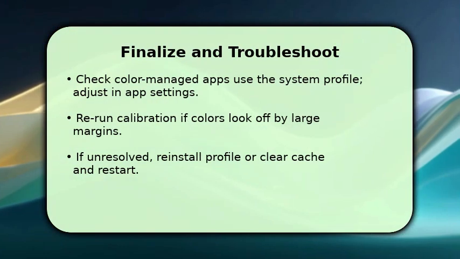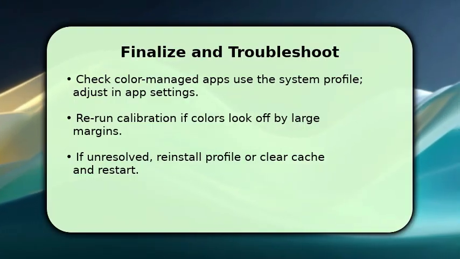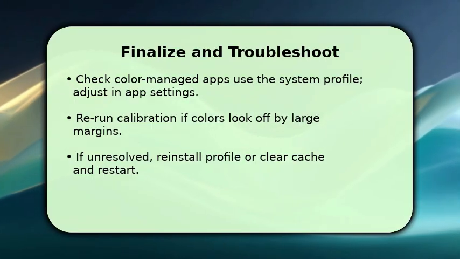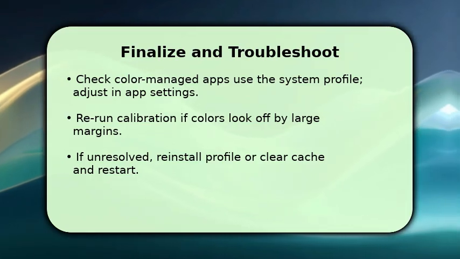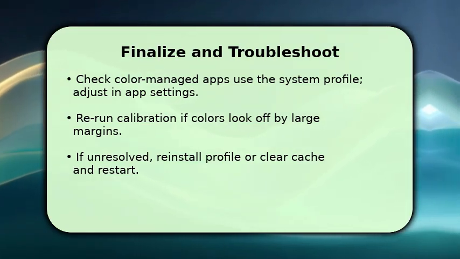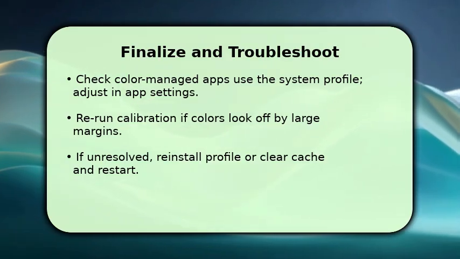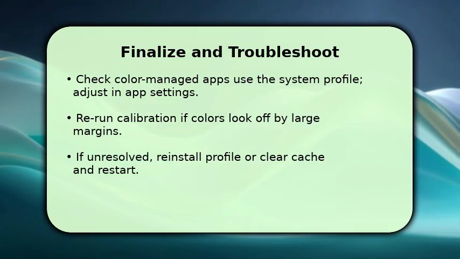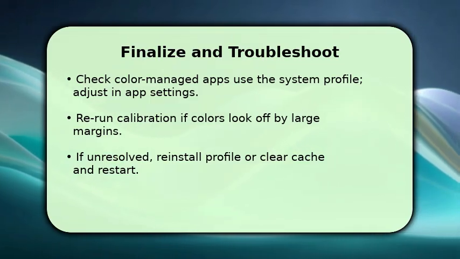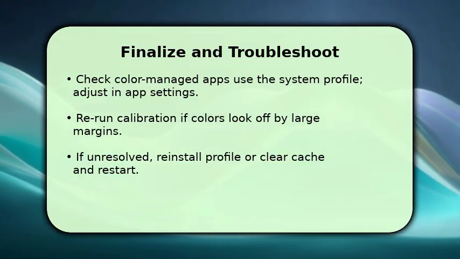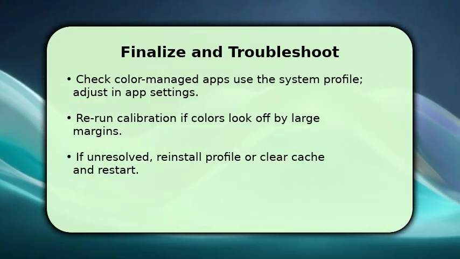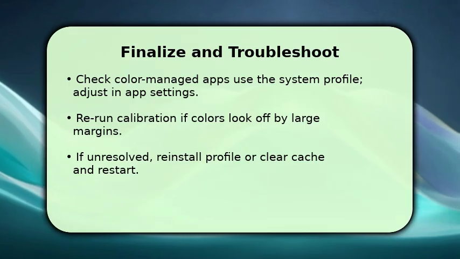Sometimes apps override system settings, so set the profile inside the app as well. If colors appear noticeably off, rerun your calibration or use the profile's recommendation for rendering intent and black point compensation. Once done, test print or proof at actual output conditions. If problems persist, remove and reinstall the ICC profile, clear any color cache, and restart the computer.